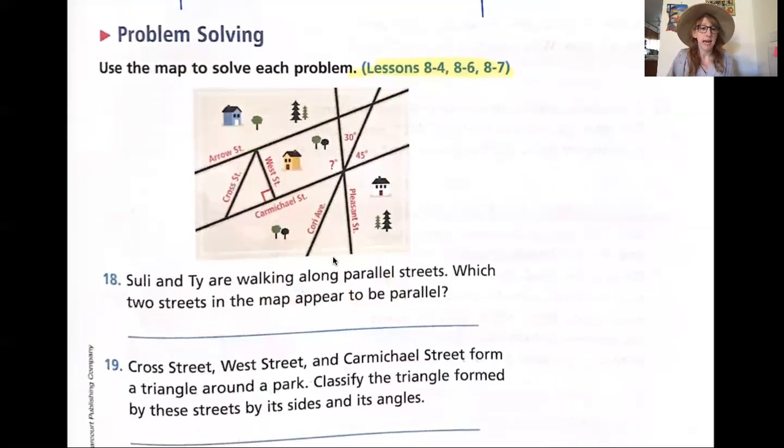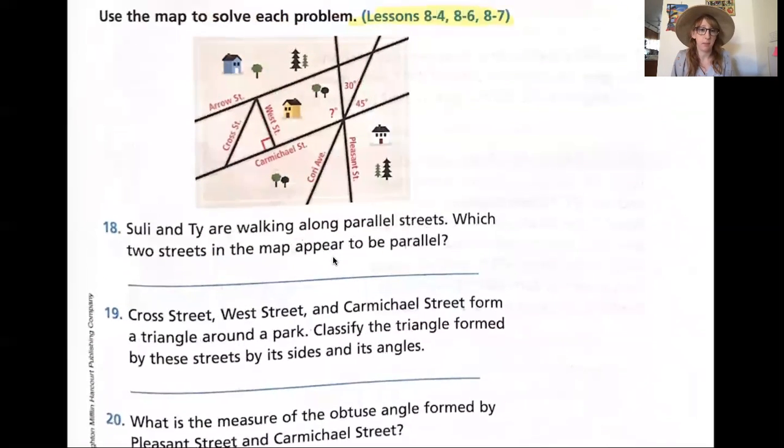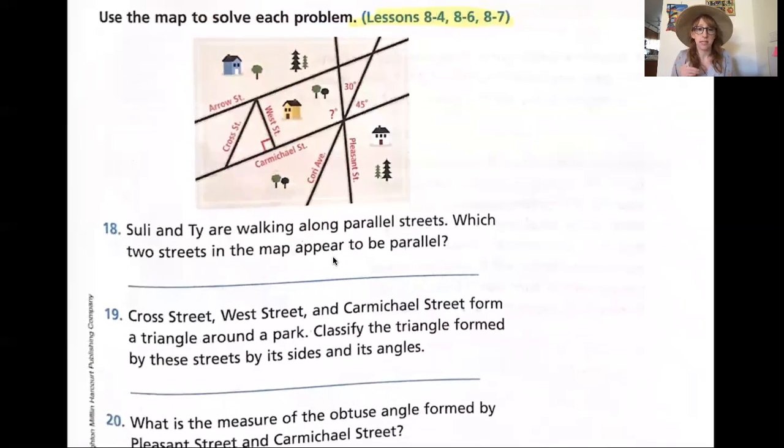All right, 18, 19, 20, and 21, we're using this map. So we're paying close attention to the street names that they give us and recognizing that the different streets have different angle measures when they have cross streets, and some of them don't touch at all. So the 18 says, Suli and Tai are walking along parallel streets. Which 2 streets in the map appear to be parallel?